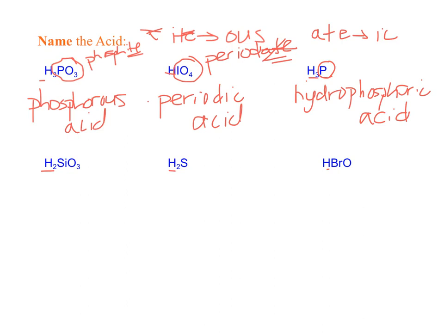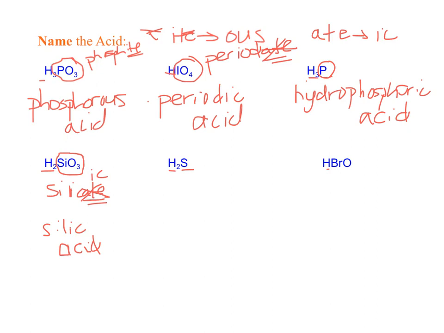Okay, let's do H2SiO3. I see a polyatomic, so I'm going to focus on that name, not say hydro. SiO3 is silicate. So I use the back of the periodic table. Ends in ate. We take out ate and put in ic. And this becomes silicic acid.